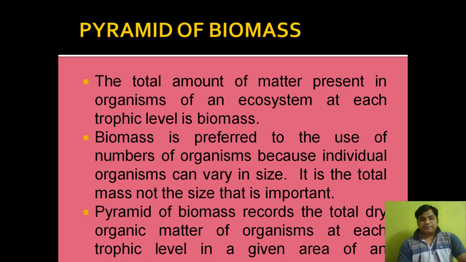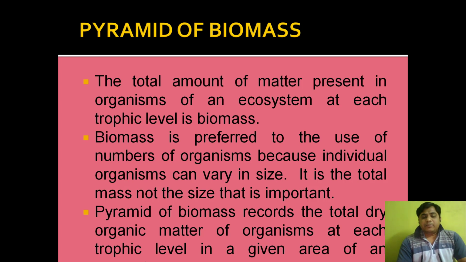Now the pyramid of biomass. The total amount of matter present in the organisms of an ecosystem at each trophic level is biomass. Biomass is preferred over the number of organisms because individual organisms can vary in size. It is the total mass, not the size, that is important. Here the mass is important.